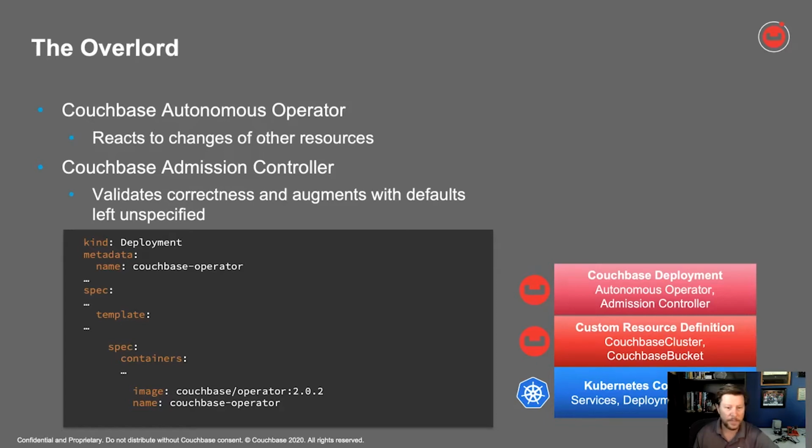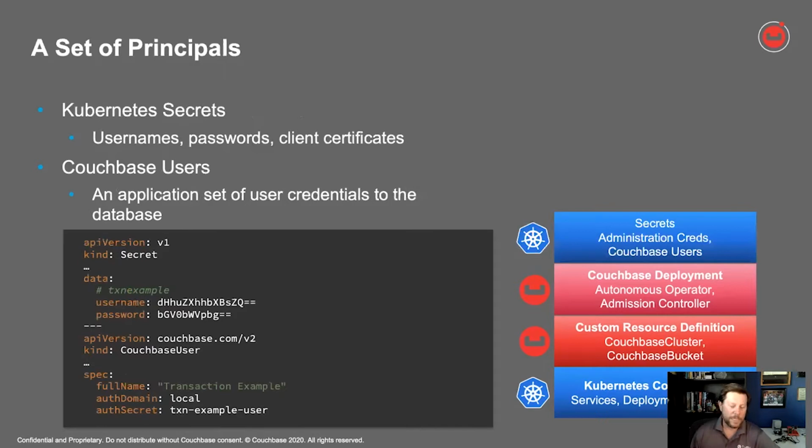So over here on the left-hand side, you see a truncated version of what that deployment looks like, right? So we tell Kubernetes, we have a deployment, and that deployment consists of this thing called the Couchbase operator, which is an image that we publish online, and it has a name, and then that runs. There's some more details, but that's an easy way to think about it.